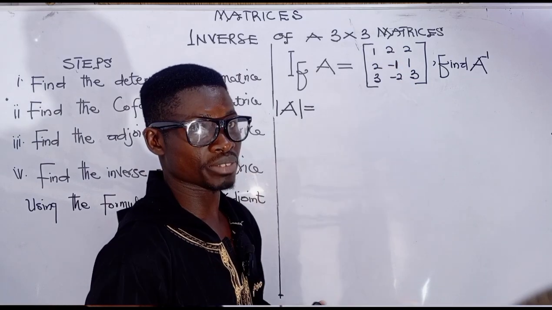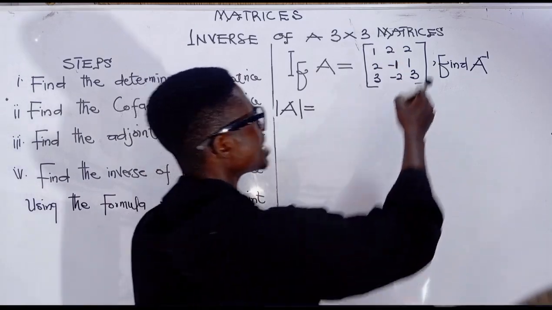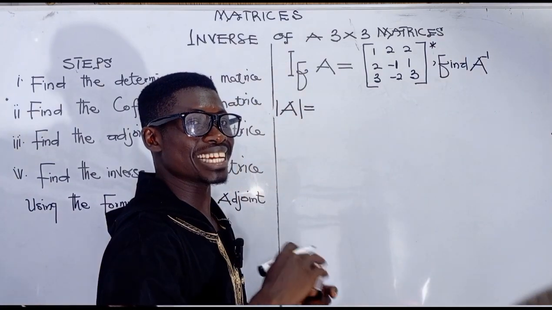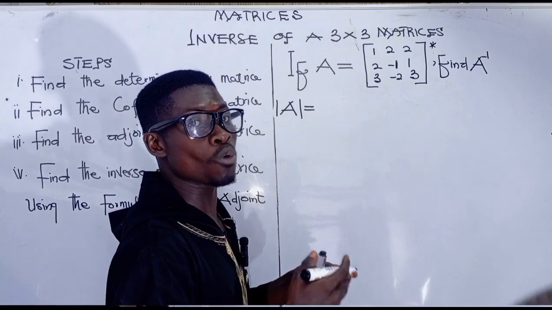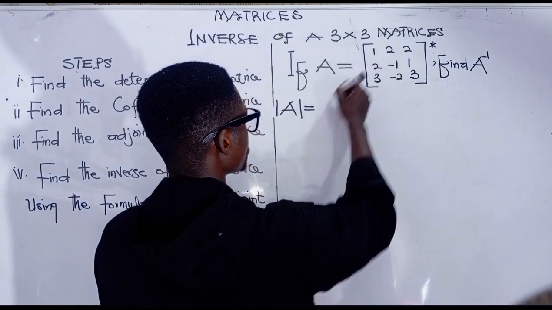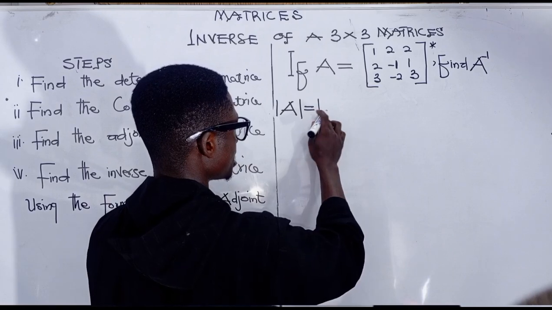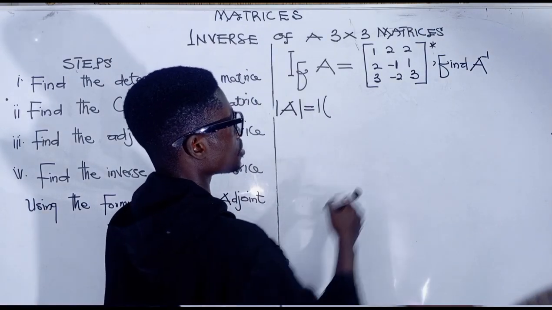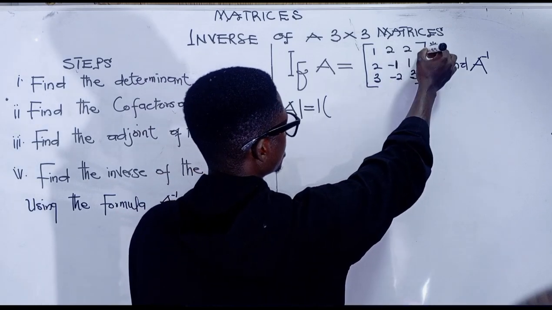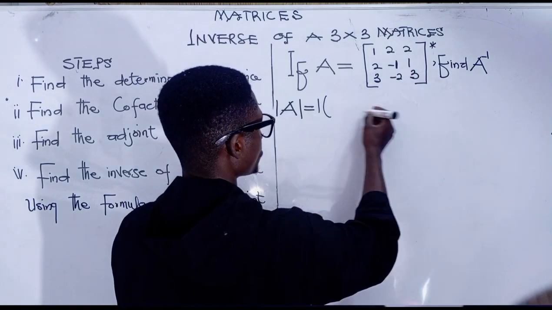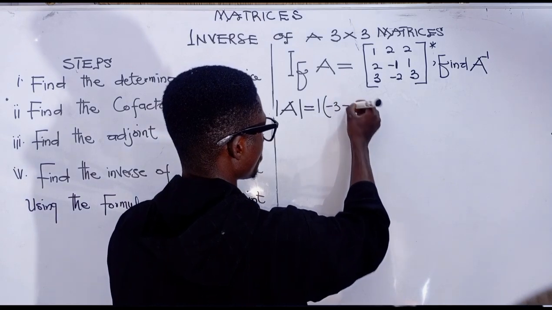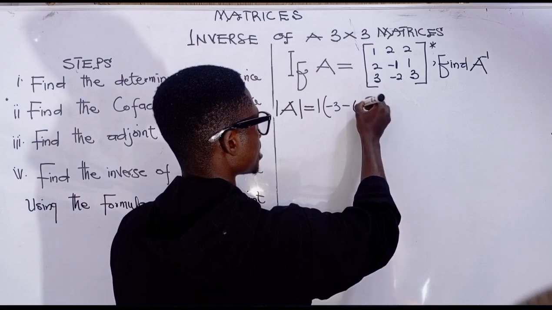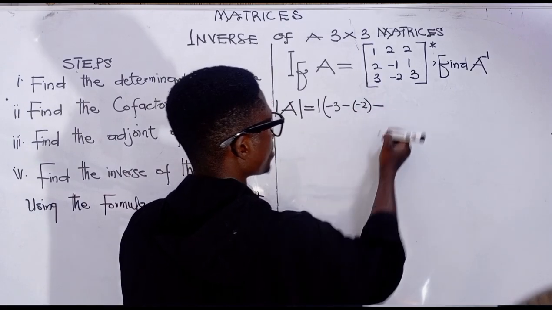So to find the determinant of a 3 by 3 matrix, we are going to choose any row. So let's choose the first row. Then we are going to multiply each entry on that row by its cofactors. So when we collapse this, we will be left with 3 times negative 1, which will give us negative 3. Then we have minus 2 times 1, which will give us minus 2.